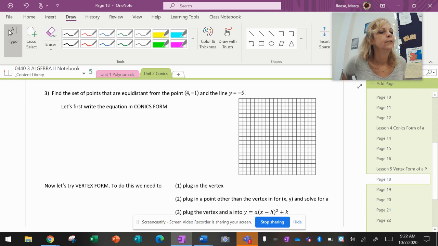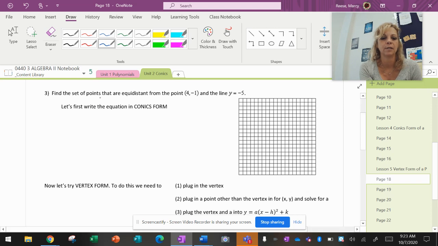All right. So for 3, find the set of points that are equidistant from the point 4, negative 1 and the line y equals negative 5. So if you remember, we already did a problem like this where it says set of points that are equidistant. You're like, what is that? Well, that is a quadratic. They're asking you for a quadratic equation.